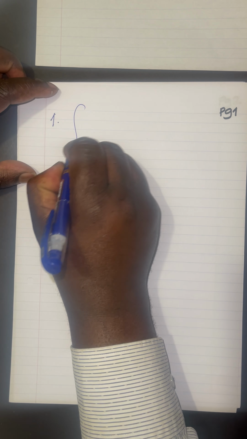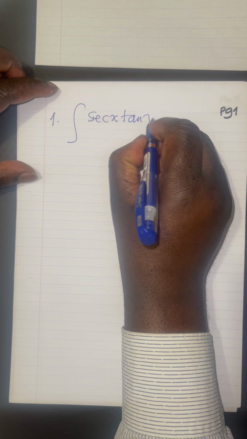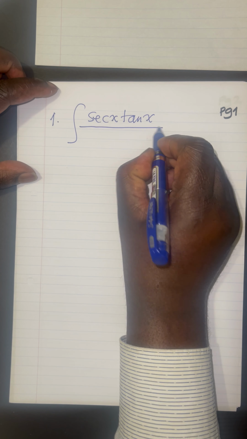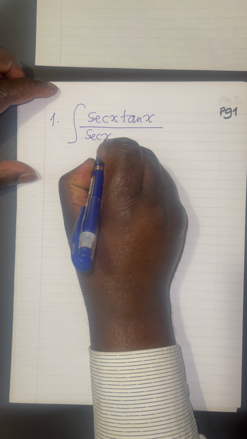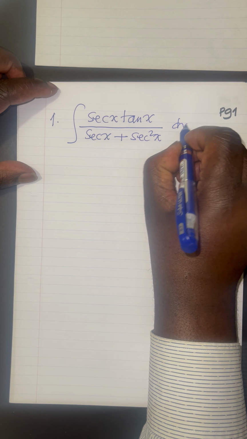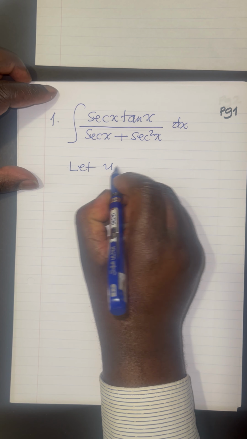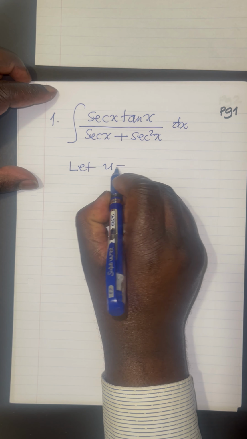So what do we have now? Let me capture the integral first. So we have integral number 1. It's the integral of sec of x tan of x, and we're dividing the whole of this by sec of x plus sec squared of x, and we have dx there. So what I was saying is, if we let u be equal to sec x, it means du will be equal to sec x tan x dx.